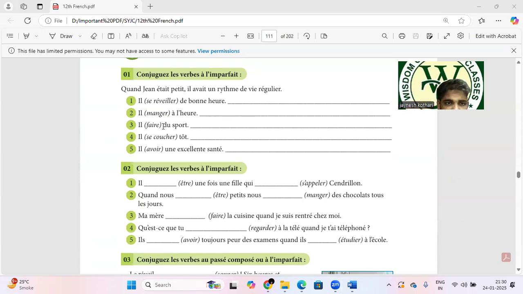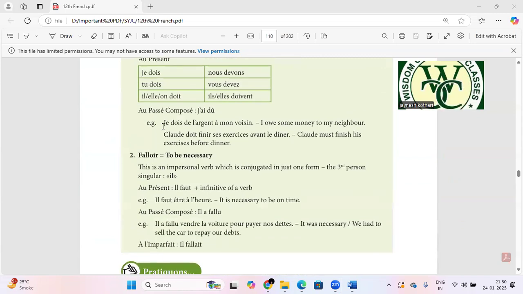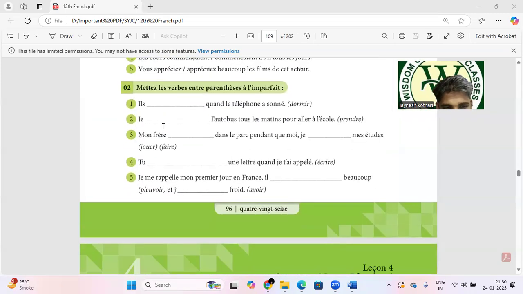Fifth sentence. Which verb was it? Pleuvoir. Pleuvoir is an exception. Pleuvoir has no nous form ever. You know that, right?